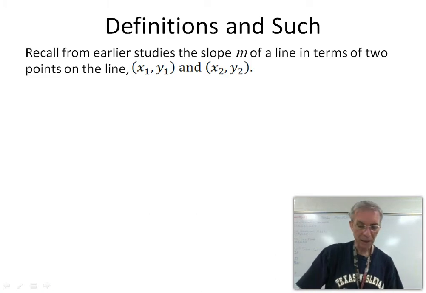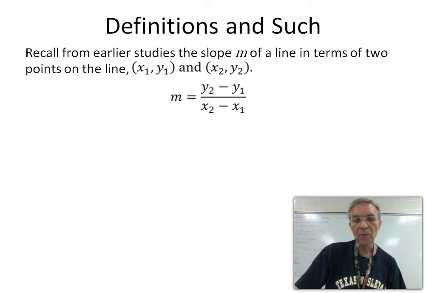Okay, definitions and things. Recall from earlier studies, like last year in Algebra 1, that the slope m of a line in terms of 2 points on the line, x1, y1, x2, y2, is given by this equation right here, which says that the slope is equal to y2 minus y1 divided by x2 minus x1.